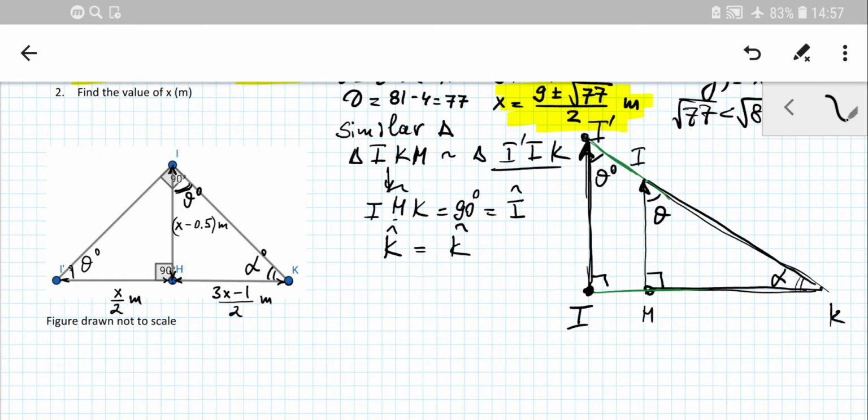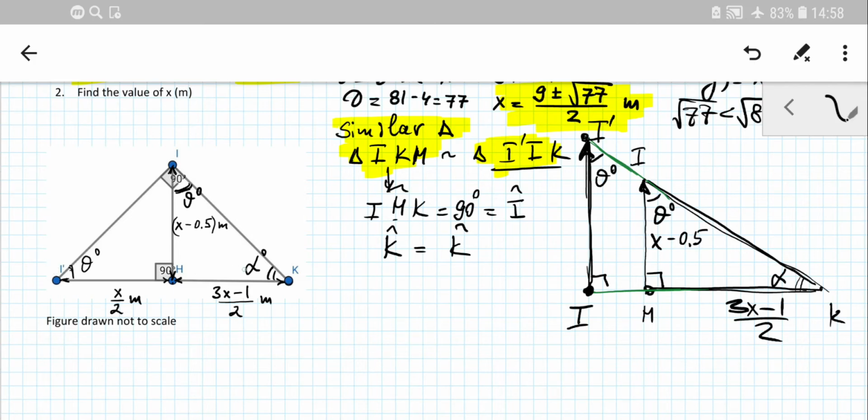Now you understand which ratios or which proportion you need to use for the sides, because using the fact that triangles are similar, this triangle and this, we can set up the proportion for sides. But before doing that, let's put the sides in terms of x that we know. HK is (3x minus 1) over 2, it's here. Next, IH in the small triangle is x minus 0.5. Okay.